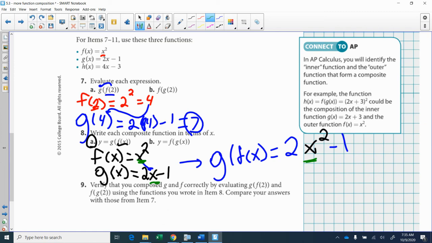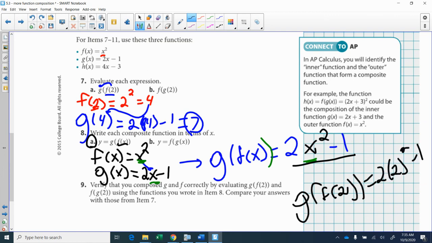Now, one thing you can think about, and this is where it gets kind of cool, and where it builds off of each other. Think of what happens if I plug 2 into this formula. If I did g of f of 2, and I plugged it directly into that formula, that would give me 2 times 2 squared minus 1. And if you simplify that, you get 7. Well, notice how these two are the same. This one, though, I used one single equation to solve, while the other problem, I did it by steps. Okay?